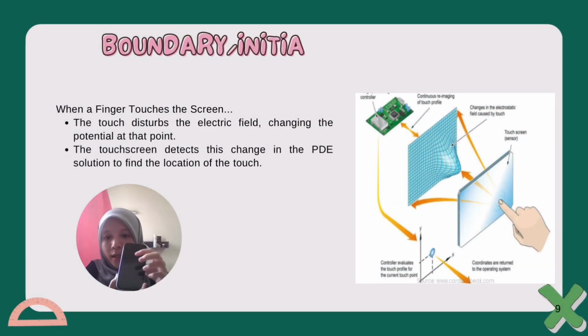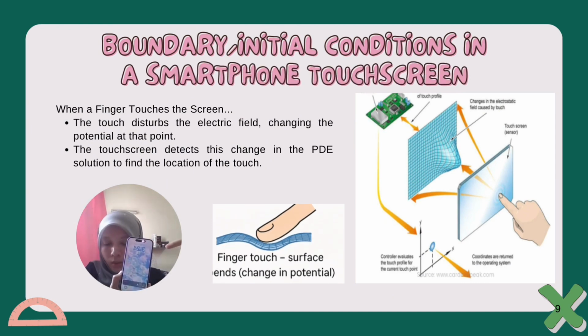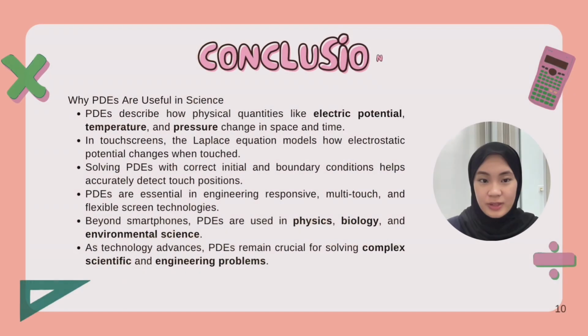Now, when I touch my screen, my finger disturbs that field. Just like in the diagram in the slide, you can see the grid bends. That change in potential is what the controller detects to find my touch. So basically, the math behind touchscreens really relies on the boundary and initial conditions in a PDE. Even though we can't see it happening, our phones are actually solving equations every time we tap the screen.